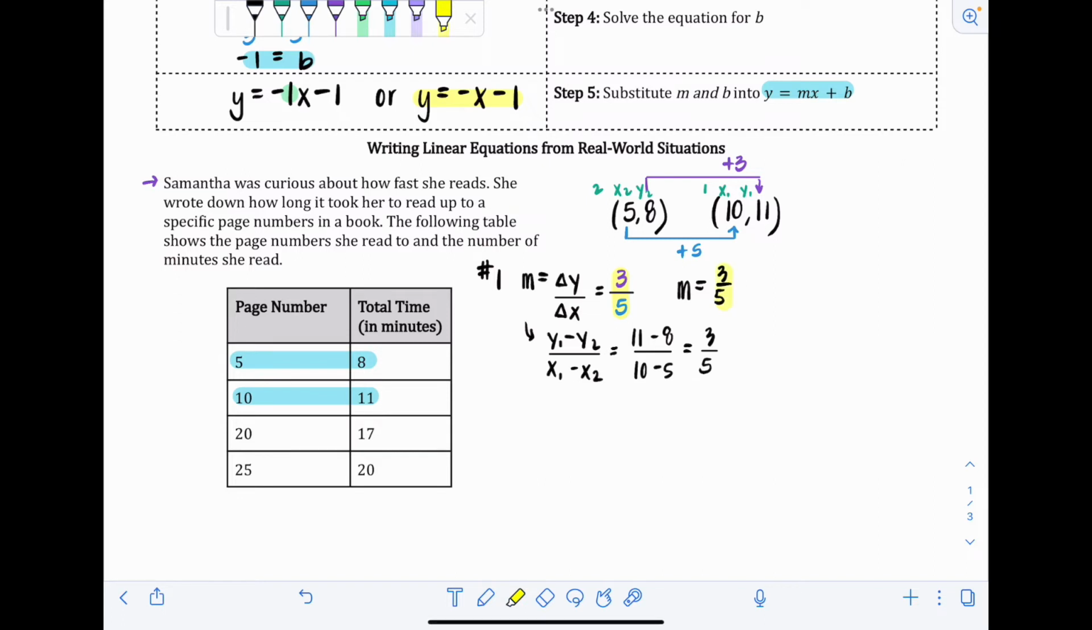And then step 2 is to take our slope and plug it into y equals mx plus b for m. So I'm going to take that 3/5 and swap the m out for it. So it would become y equals 3/5 x plus b.